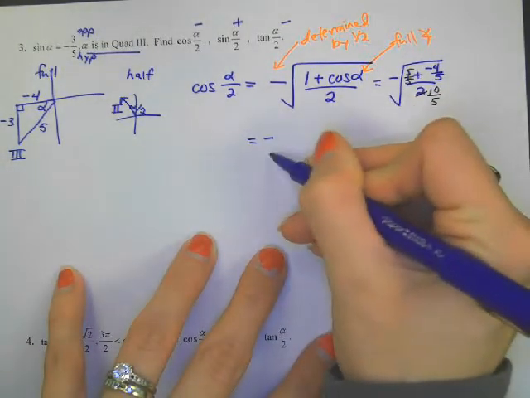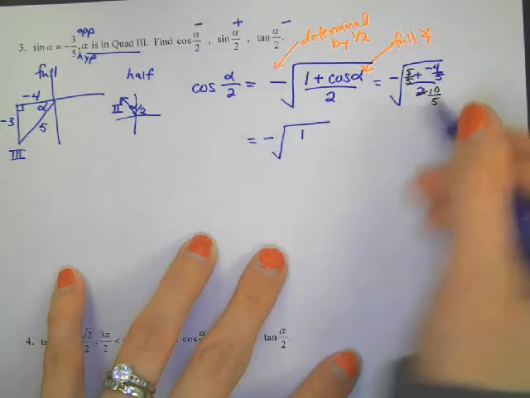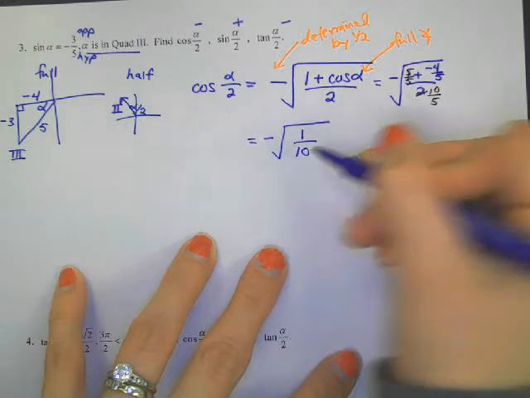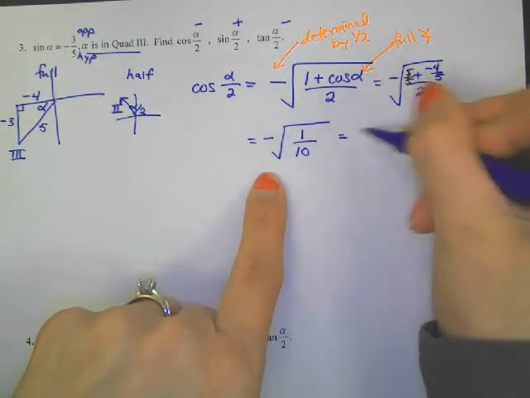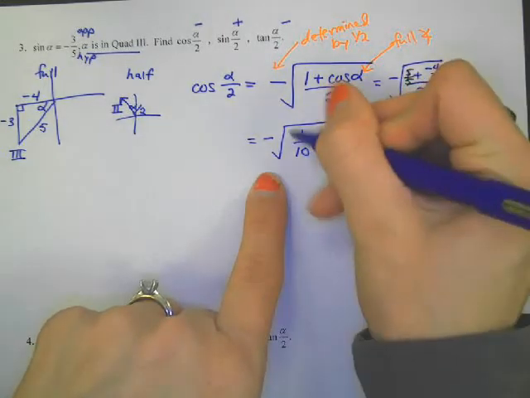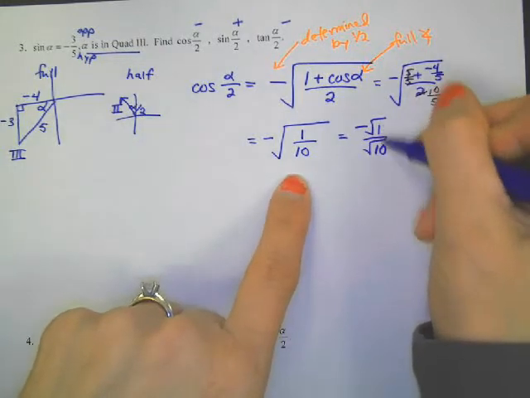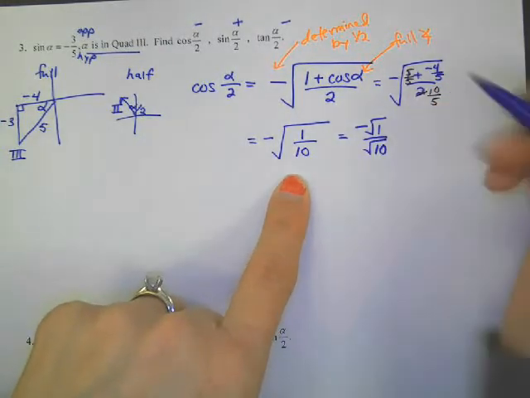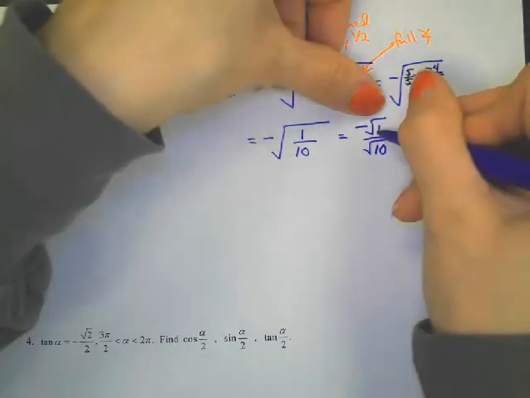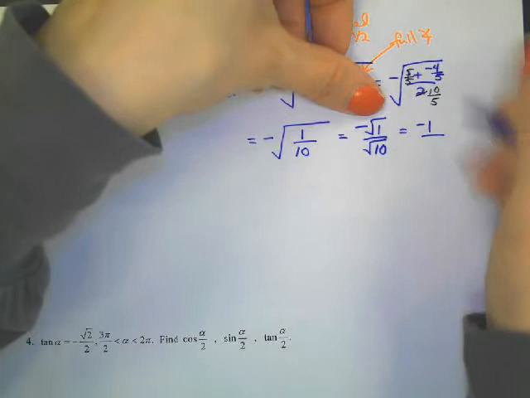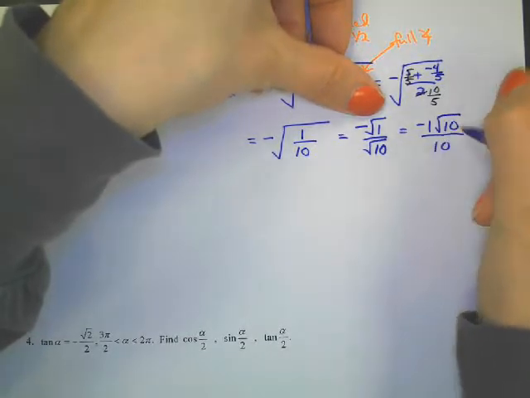So we have negative square root, 5 minus 4 is 1 over 10. Did you guys know that a radical 1/10 is the same as radical 1 over radical 10? You can give them each their own radical, not when you're adding. So this is negative 1, but let's not write radical 10 in the denominator. Let's rationalize. Negative radical 10 over 10.